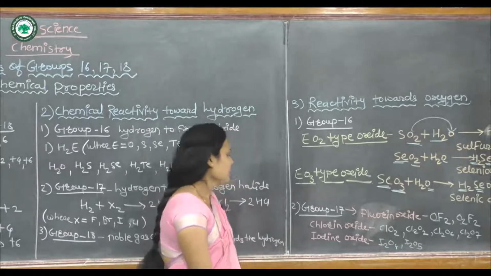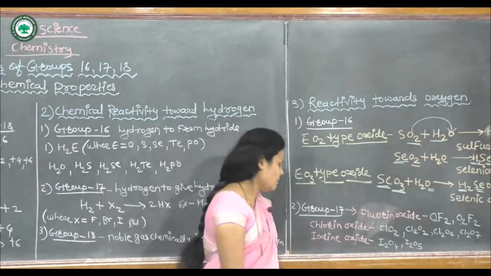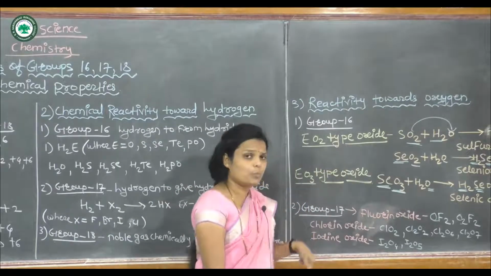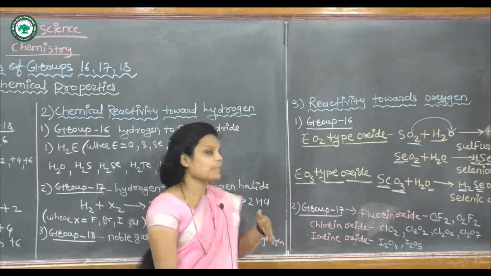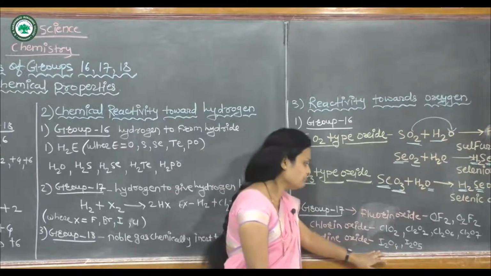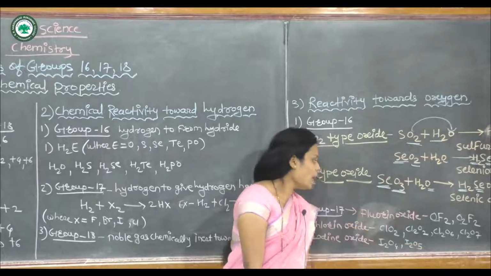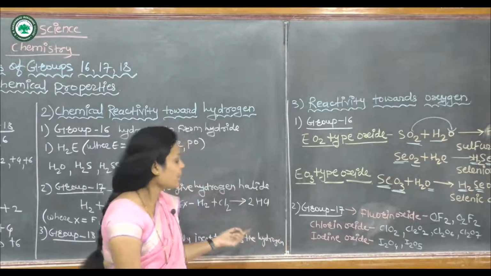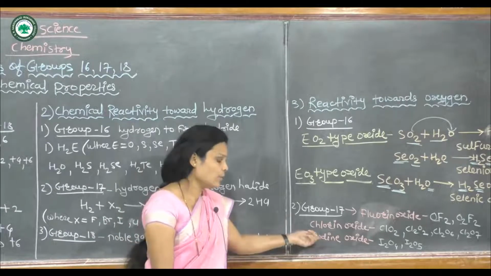Then the third example is iodine oxide. Iodine reacts with the oxygen molecule and then various types of iodine oxide are formed. Its names are I2O4, I2O5, I2O7. All of these are examples of iodine oxide.